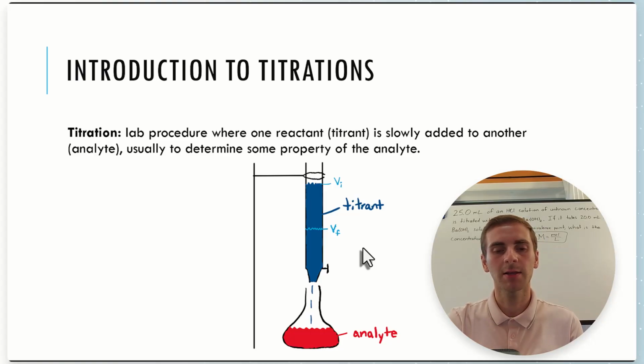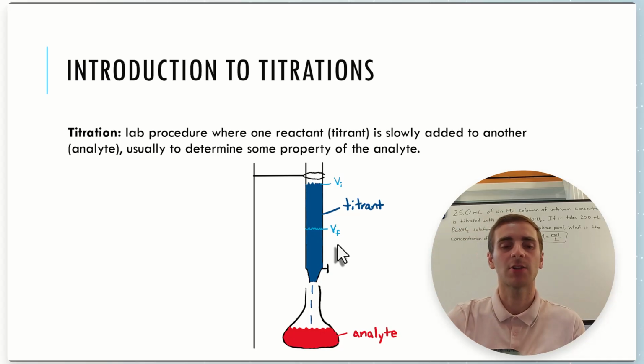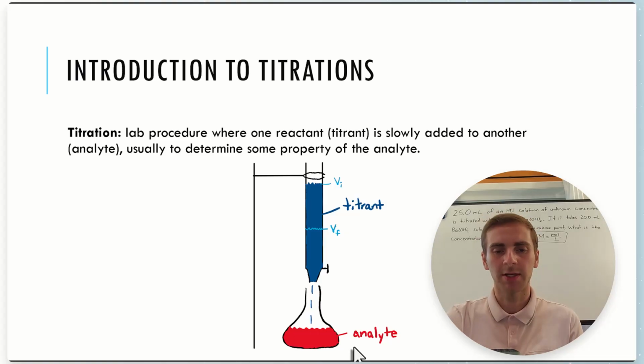And then you're going to slowly open the stopcock and allow the titrant to flow into the analyte and react with the analyte. And when you think that the titration is over, which we'll talk about on the next slide, you would close the stopcock, stop letting out any more liquid, and then read what your final volume is on the burette. The difference between those is going to tell you what volume of the titrant you added to the analyte. And usually we're trying to determine some property of the analyte here. Maybe the molarity of it is very common.